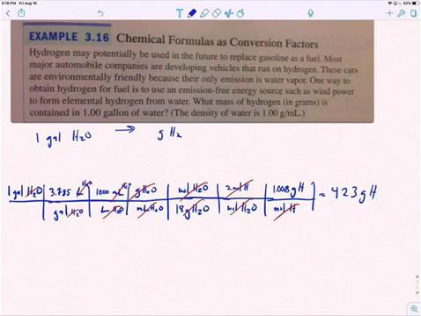This doesn't seem like very much. A gallon of water weighs, I think, on the order of 6 pounds. It's pretty heavy. It says 3.78 kilograms, which is going to be more like 8 pounds. So a gallon of water weighs 8 pounds, and you're getting less than a pound, about a pound of hydrogen from that.